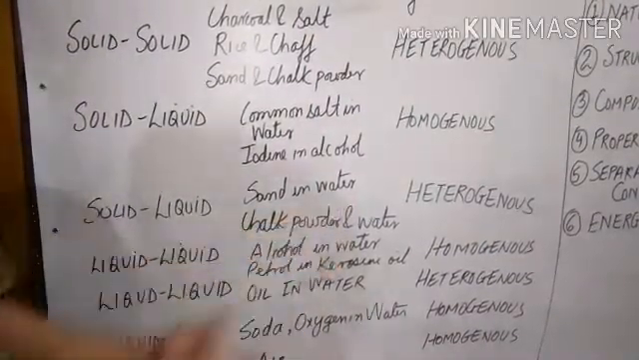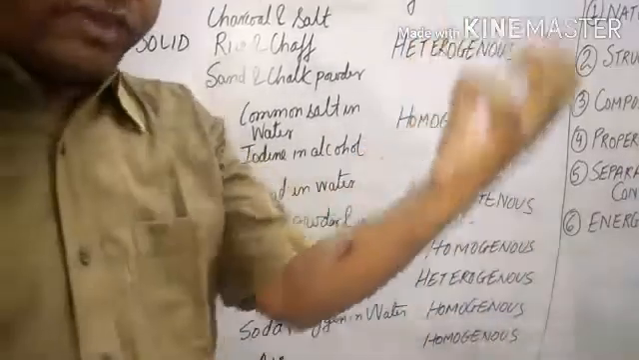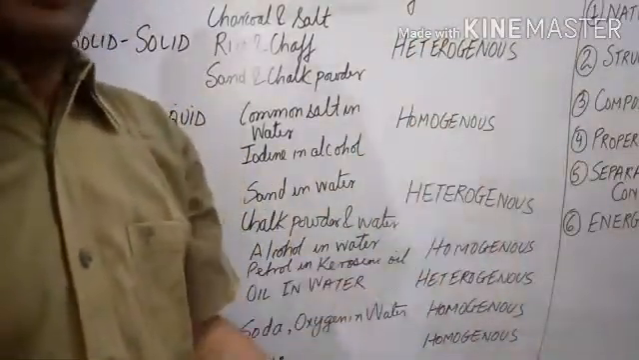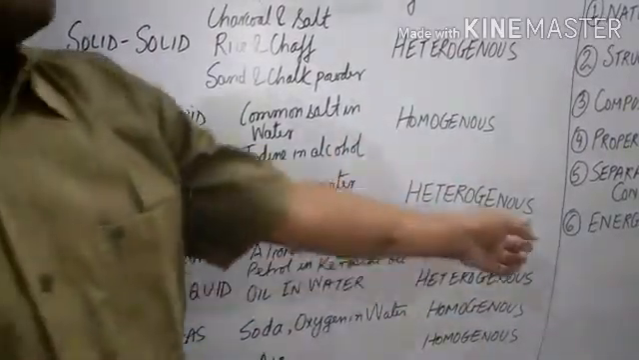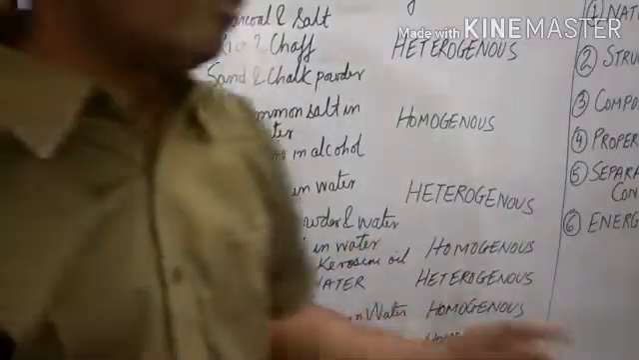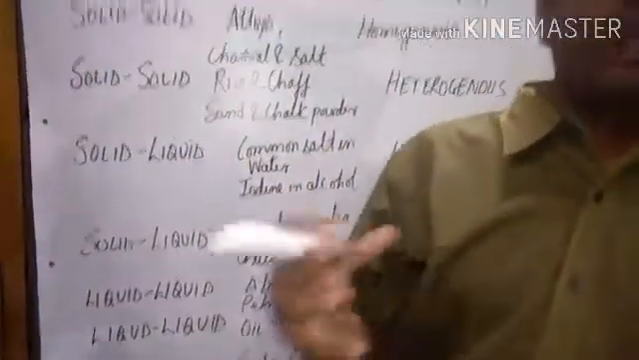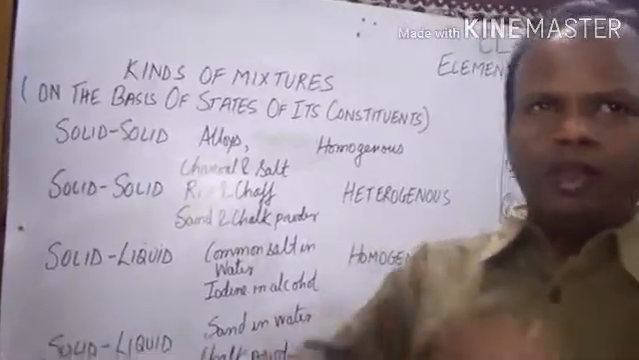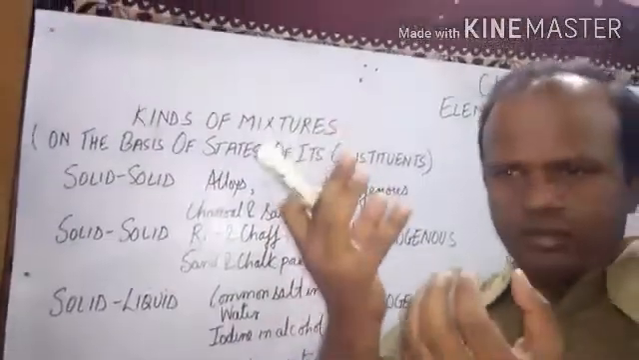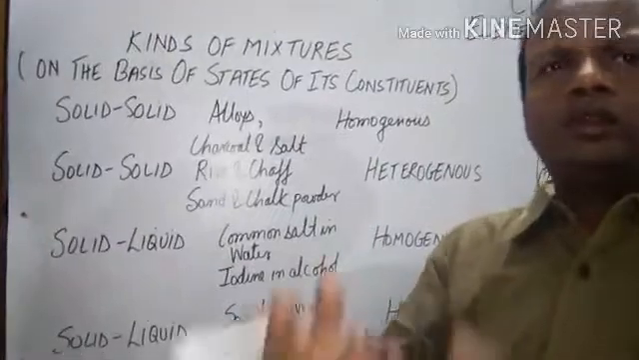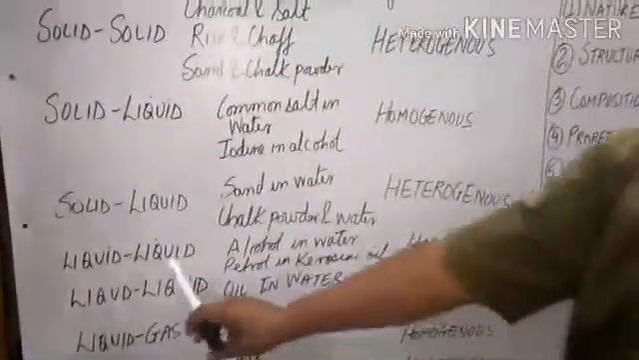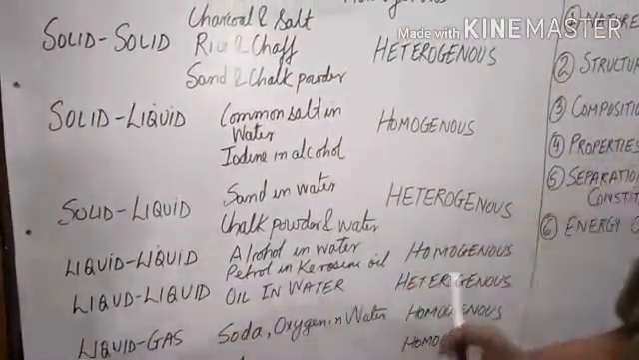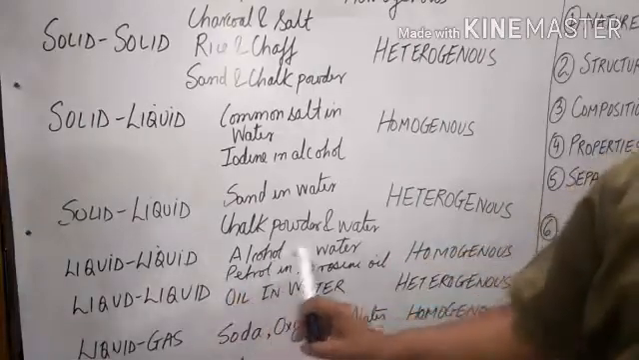Then come to solid in liquid. Sand in water. So sand क्या है? What will it do? It will settle down. So at the bottom part it will be more dense, at the upper part it will be less dense. That's why it is heterogeneous. Similar is chalk powder in water. If you mix chalk powder and water, initially what will happen? It will be a type of uniform, but as soon as it settles down under the influence of gravity, that's why it's heterogeneous. Then we have liquid. This is a very important example. Liquid, homogeneous, liquid, heterogeneous.